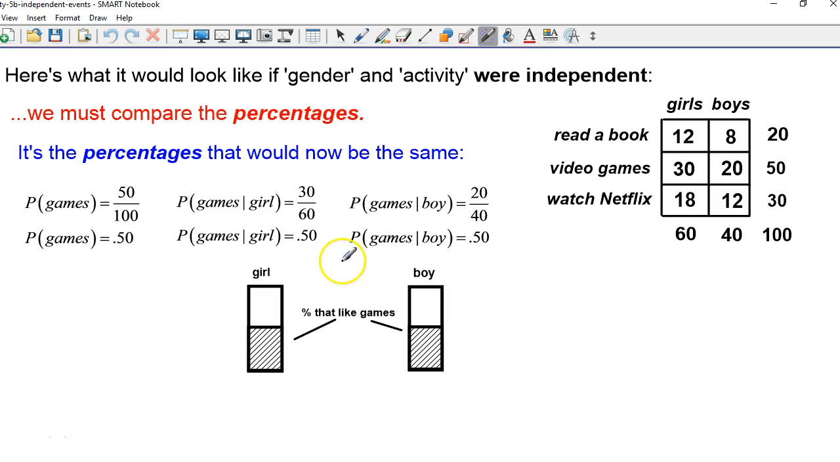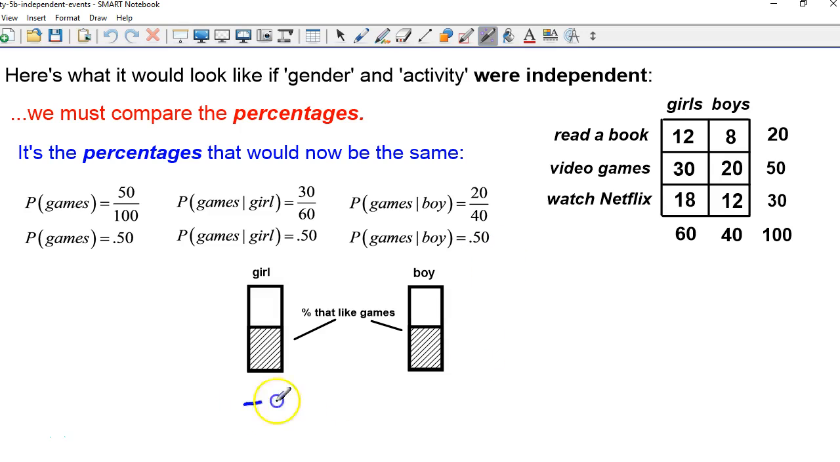So if I were to find, for example, the probability of anyone liking to play games, that would be 50 out of 100, or 50%. The probability that, of the 60 girls, 30 of them like to play games, that would also be 50%. And of the 40 boys, 20 of them like to play games, that would also be 50%. So those probabilities would all be the same. If I picked any two of them and they turned out to be the same, then I know that they are independent. These events, gender and activity, are independent, or these variables are independent.